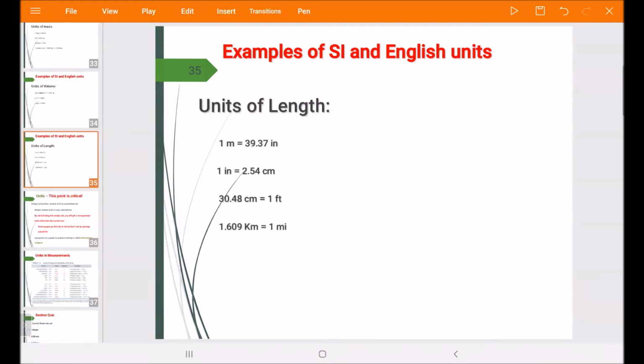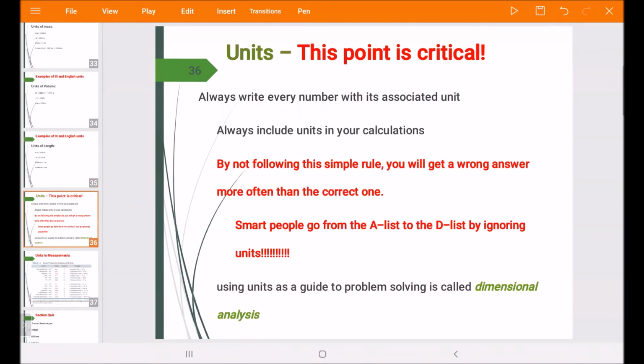Now, remember, always write every number with its associated unit. So this is very important. You have to always include units in your calculation. As I put it here, by not following this simple rule, you will get a wrong answer more often than the correct one. So remember always to put units in your answer. So here, the smart people go from the A list to the D list simply by ignoring units. So this is why units are important. So you should always remember to include units in your answer.